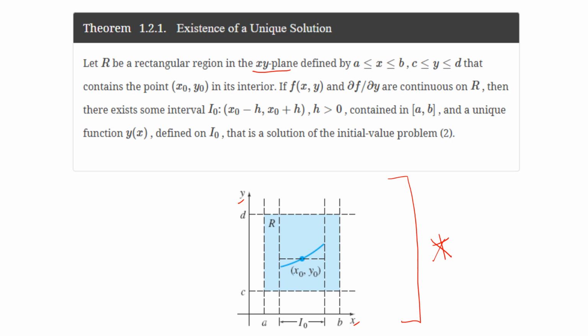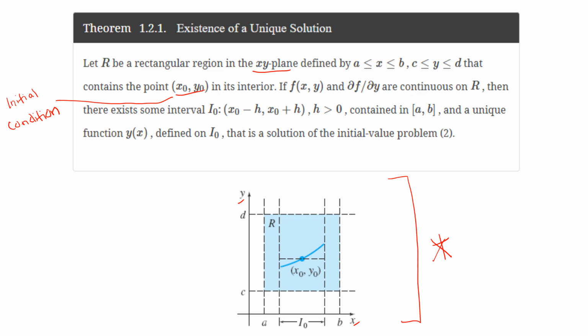All right, the next part says that contains the point x sub 0, y sub 0. So this is going to be our initial condition. So there's a point within this boundary, within this region R, that has initial condition, or a point x sub 0, y sub 0, in its interior, and that's what's labeled here.